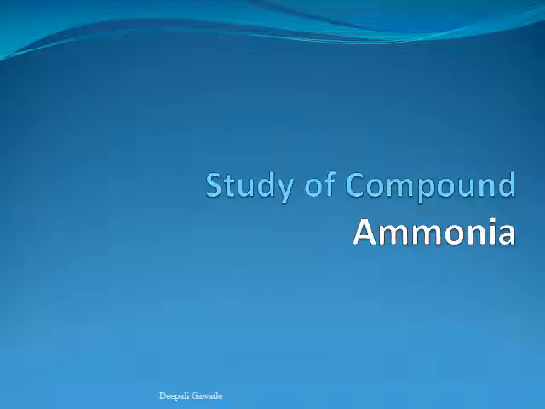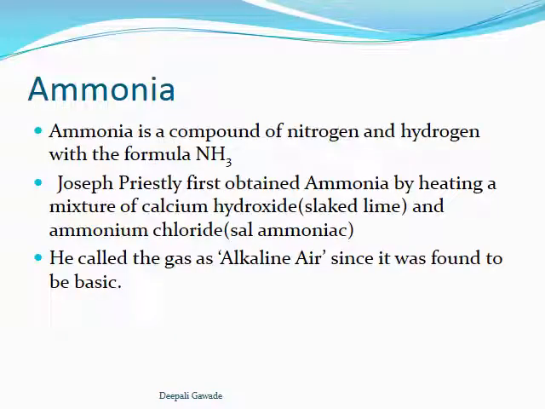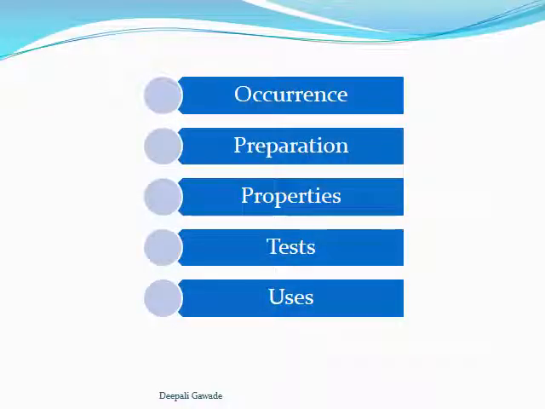Today we will learn about the compound ammonia. Ammonia is a compound of nitrogen and hydrogen with the formula NH3. Joseph Priestley first obtained ammonia by heating a mixture of calcium hydroxide, that is slaked lime, and ammonium chloride, that is sal ammonia. He called the gas alkaline air since it was found to be basic. In this chapter, we will learn occurrence, preparation, properties, tests and uses of ammonia.